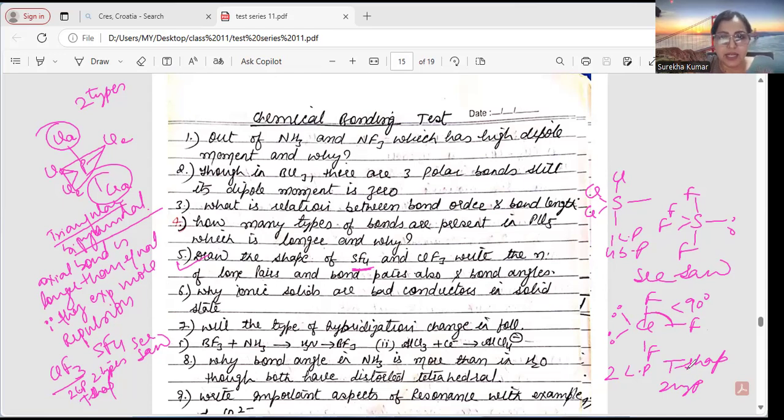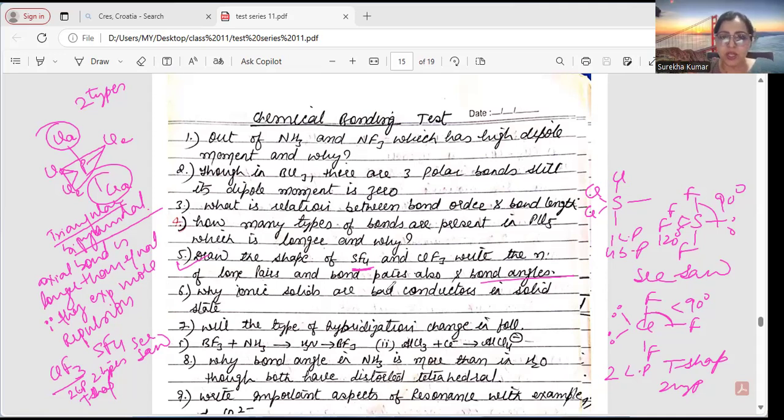Okay. Next is how many lone pairs and bond pairs are there, also bond angles. Bond angle in this is 120 degree and this bond is of 90 degree, right? In this case, two bond lengths are there and they are less than 90 degree. Okay. Next is question number 6.